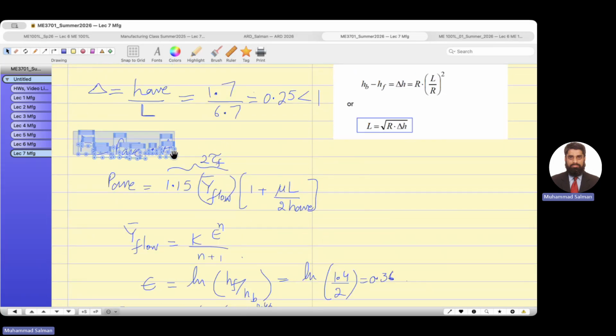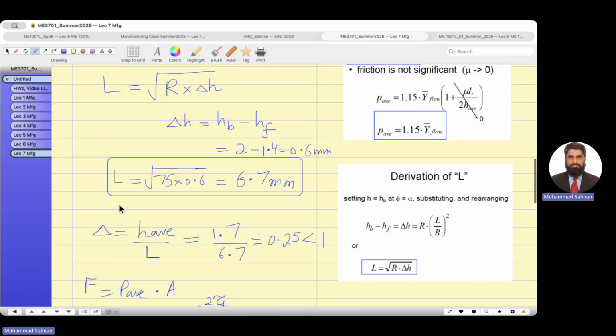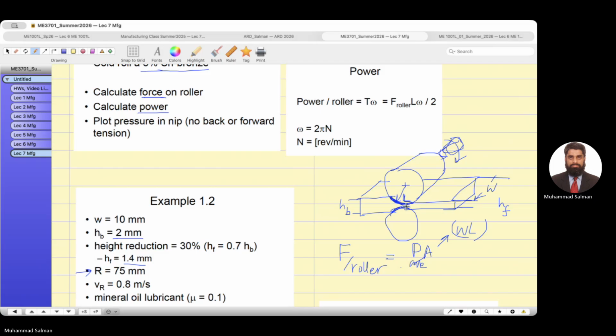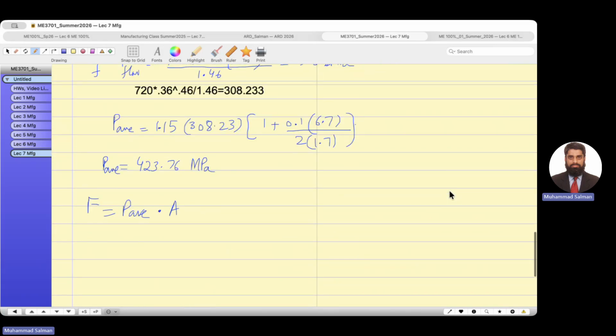Once you find the P average, then you have to use this formula. Area under the roller. Look at the picture, the sketch I drew here. This is the area: the arc length times the width of the roller, which is W. This is under rolled, the manufacturing under being rolled. So that area is W times L. Okay, guys. So area, I'm gonna write down 423.76 times 10 to the power 6 times length.